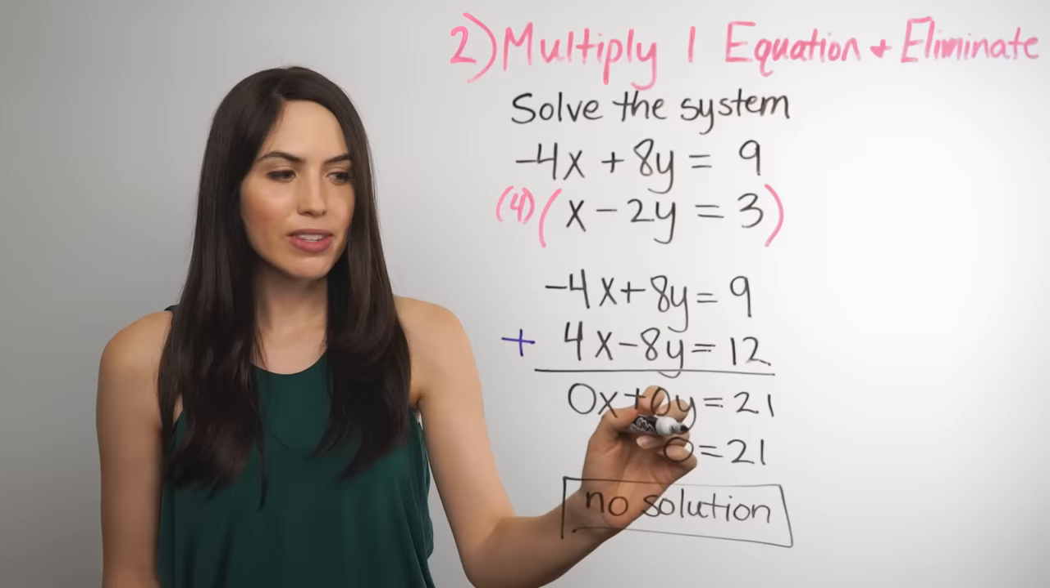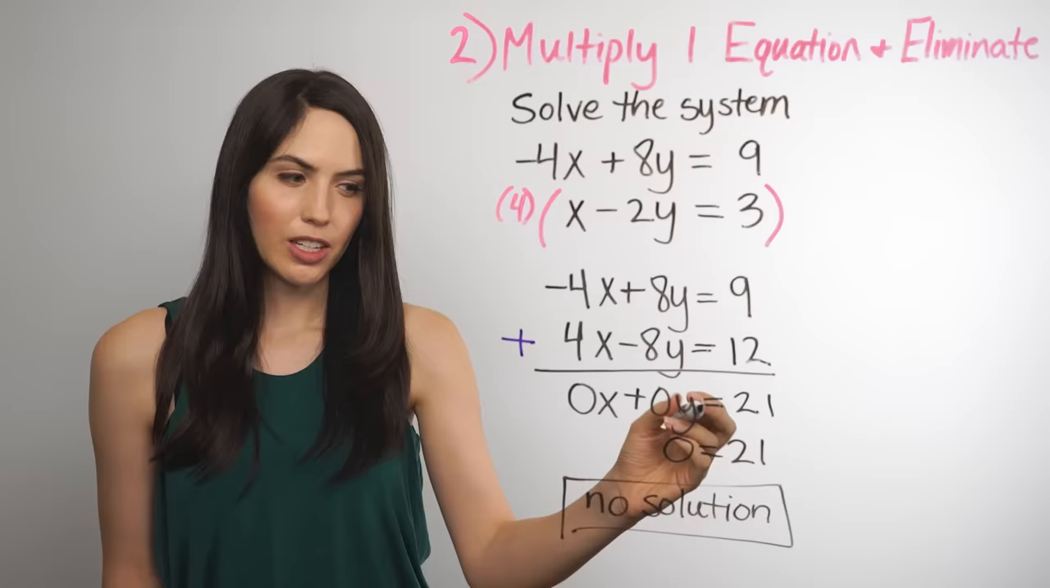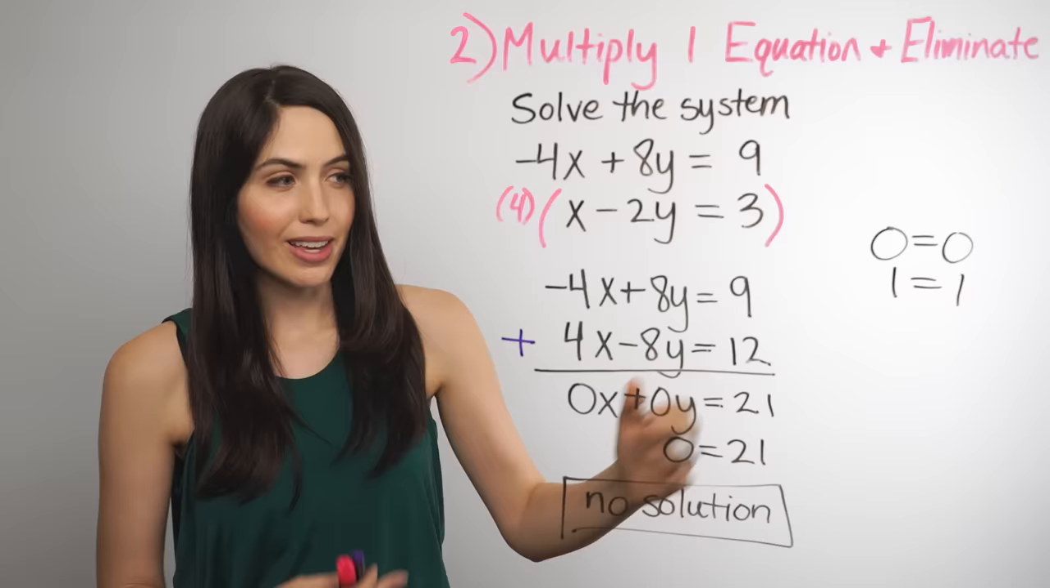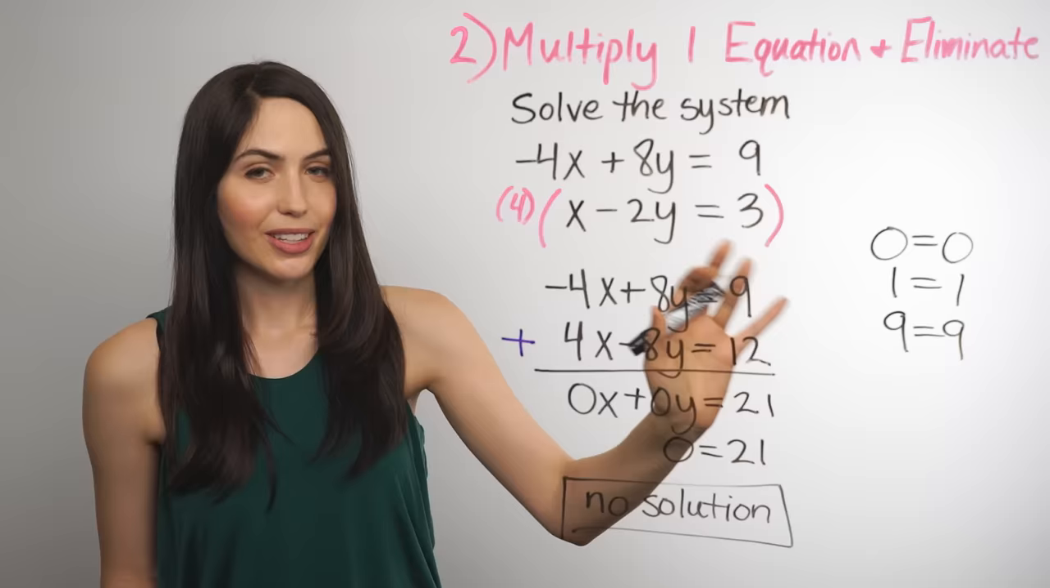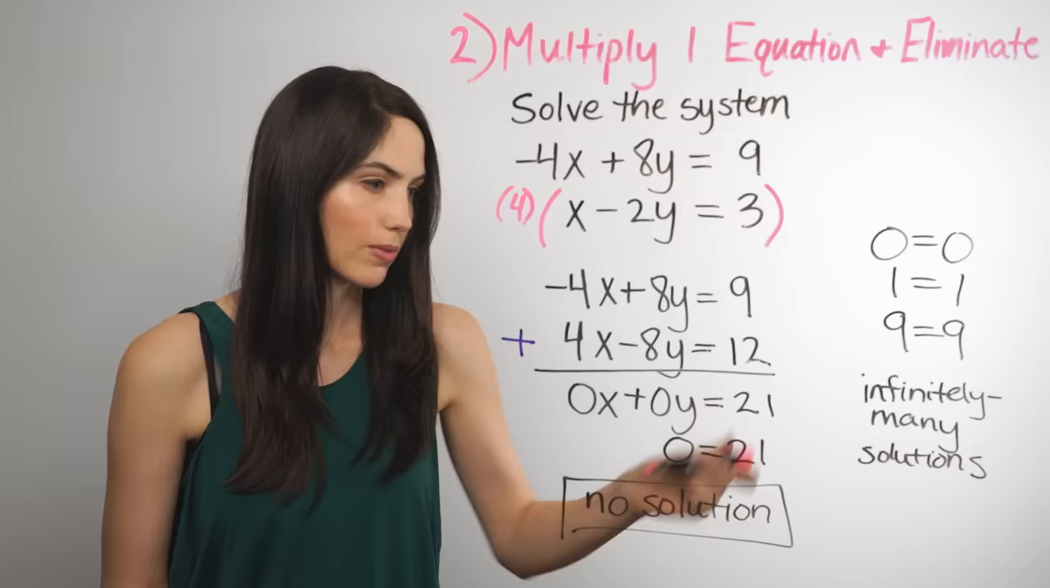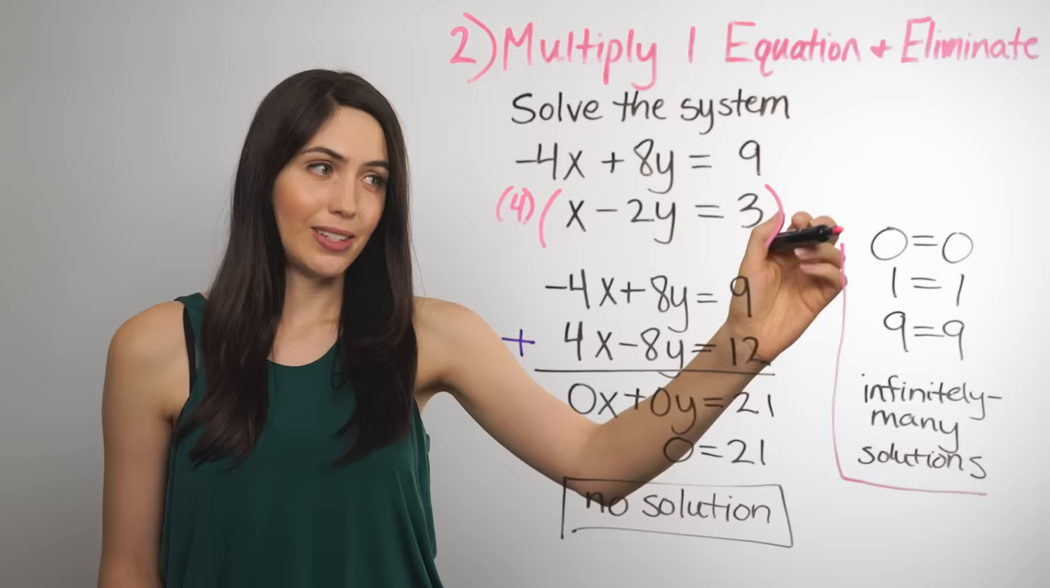If instead of 0 equals a number, 0 equals 21, you had gotten something like 0 = 0, or 1 = 1, something equals itself, like 9 = 9, anything like that is another special case where there are infinitely many solutions, and you would write that. So that's like a side note in case you ever got something like 0 = 0, 1 = 1.